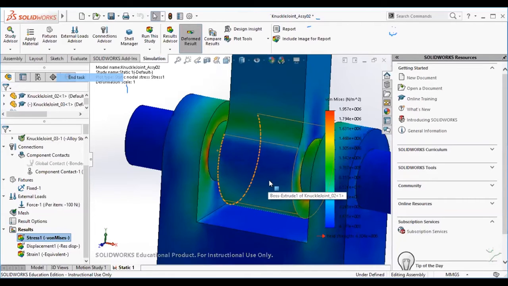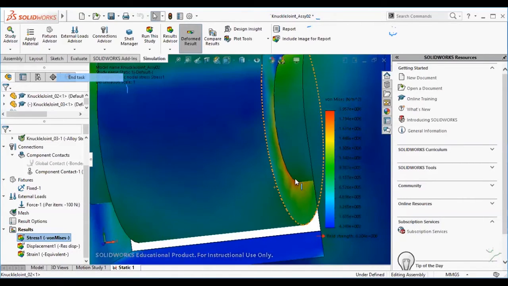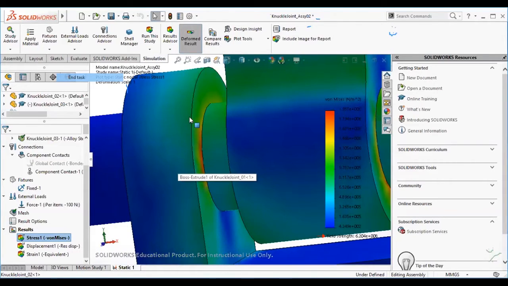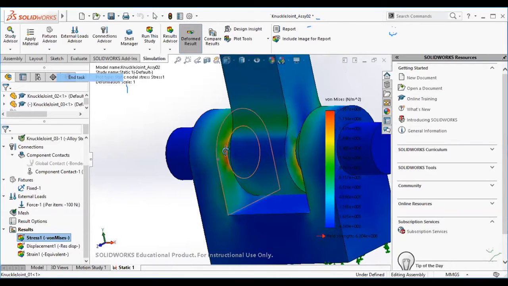For example, if you look at the eye or this rod, you see that the critical part is at the bottom. If you look at the fork end, you see the critical part is not at the top or bottom, but slightly away from the center or from the top. These are the critical locations.